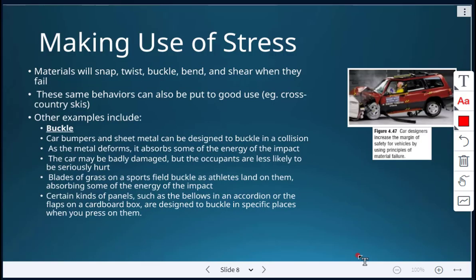Making use of stress. Materials will snap, twist, buckle, bend, and shear when they fail. But these same behaviors can also be put to good use. For example, buckling. Car bumpers that we see in the front and sheet metal can be designed to buckle in a collision. As the metal deforms, it will absorb some of the energy of the impact. So the car may get badly damaged, but the people inside are less likely to be seriously hurt.